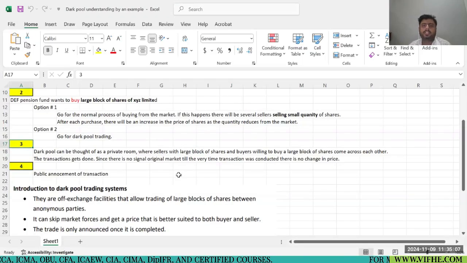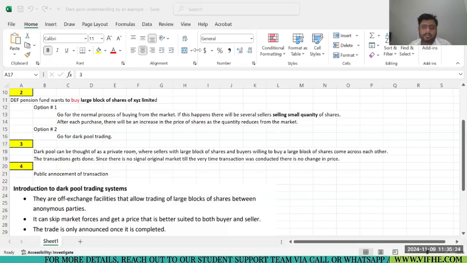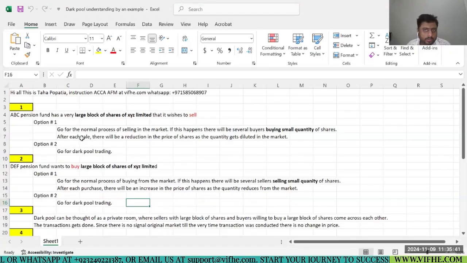Because if the transaction does not take place, no one knows who was the seller and the buyer. Okay, but obviously there is a signal that, let's say, ABC will not tell that I am ABC pension fund, but they will tell that I have some quantity of XYZ that I want to sell. And the buyer is going to say, I am someone who wants to buy the shares of XYZ Limited. They will not disclose they are DEF pension fund. Okay. So this is all about dark pool that you need to know.